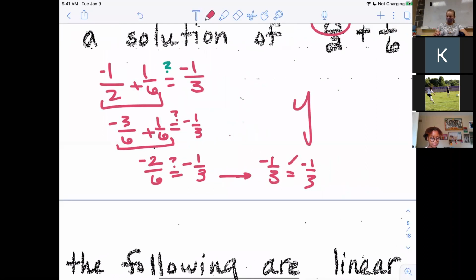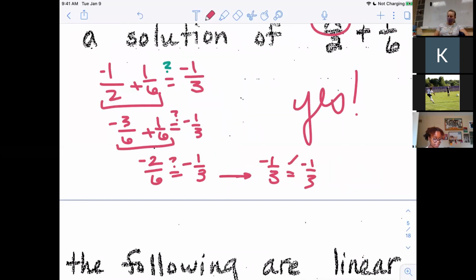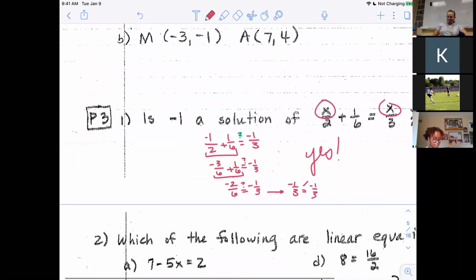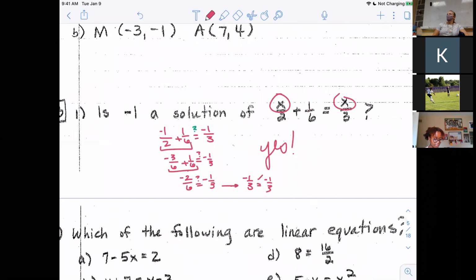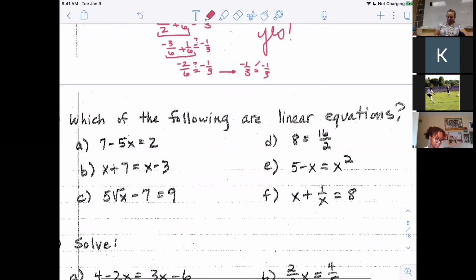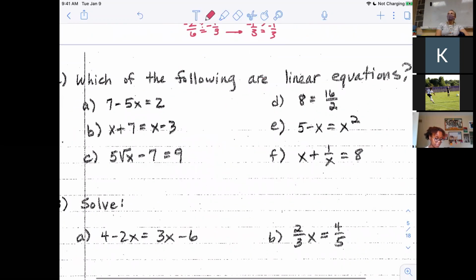So I'm going to write, yes, that is a solution. -1 is a solution of the equation given to me. All right. That's the only one we're doing like that. But if I ever ask you, is something a solution, you can plug it in and see. Now we're going to do identifying if it's a linear equation.